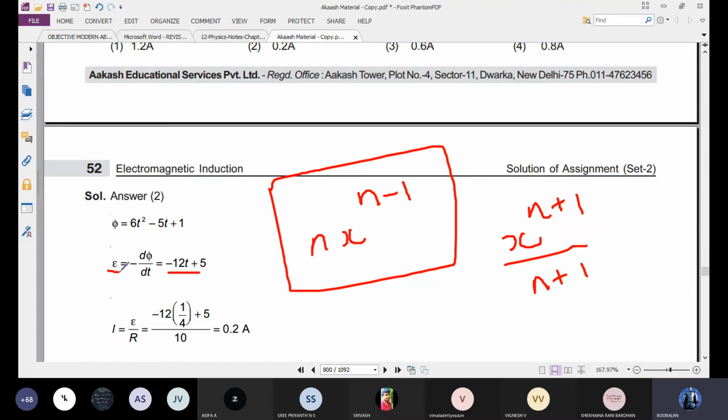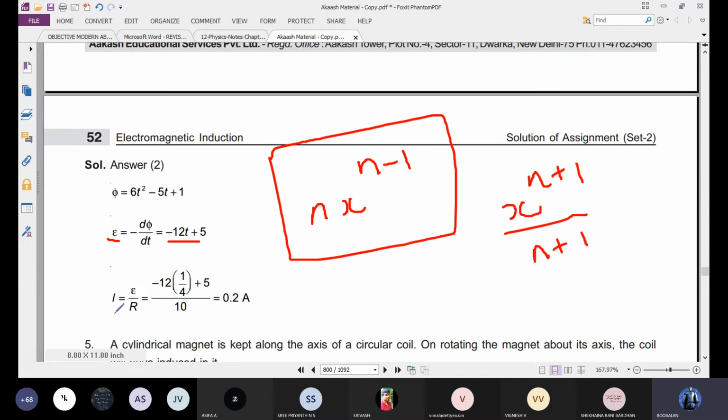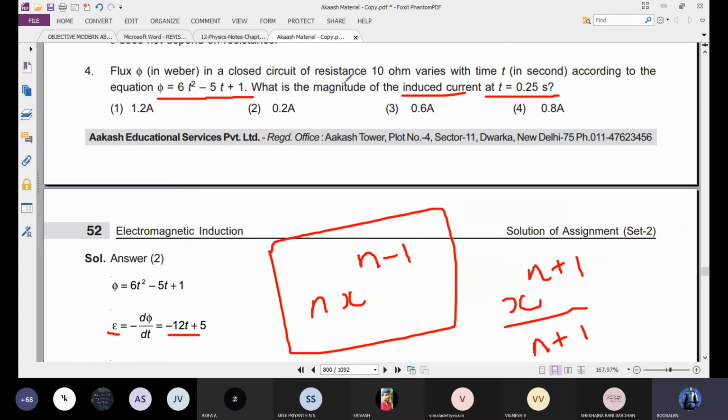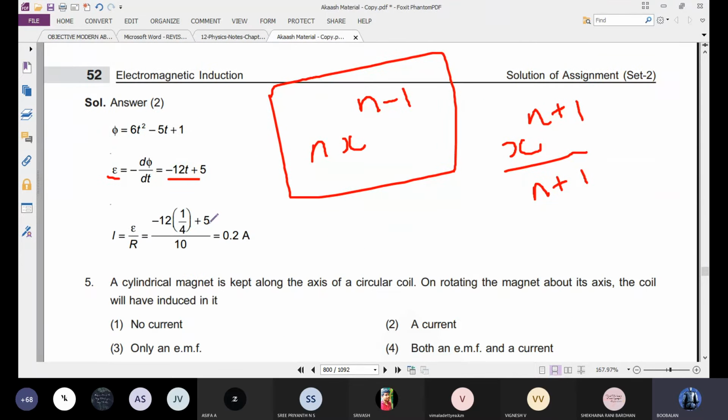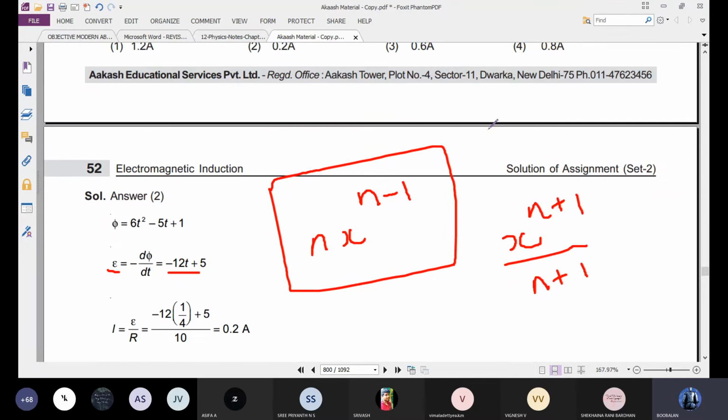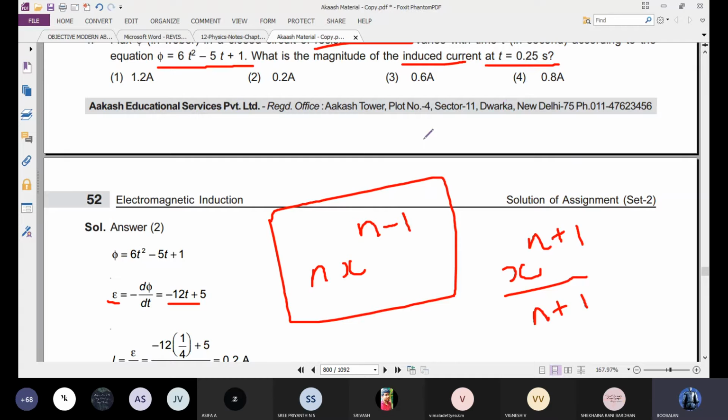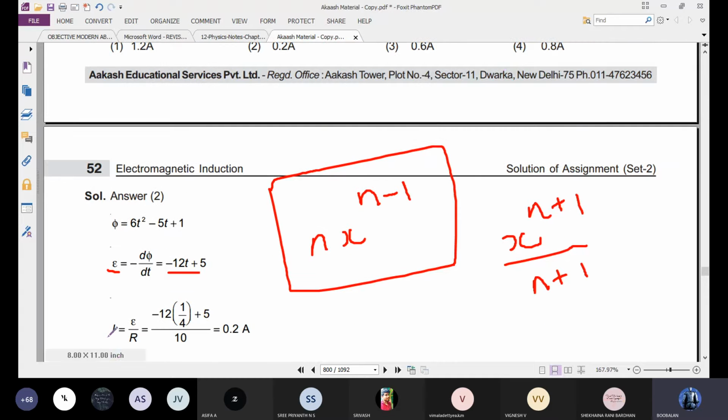Okay, this is the E formula. E is equal to minus d phi by dt. Then using Ohm's law, I is equal to E by R. From the question, the value of resistance R is equal to 10 ohm. So just apply the values, and t value 0.25, that is 1 by 4. Finally you will get a current value of 0.2 ampere. Please note down.